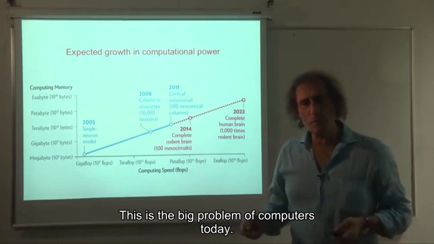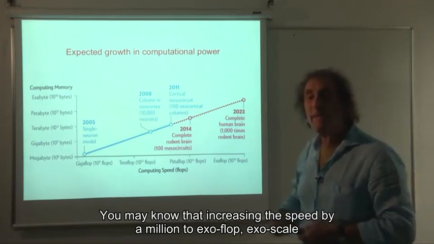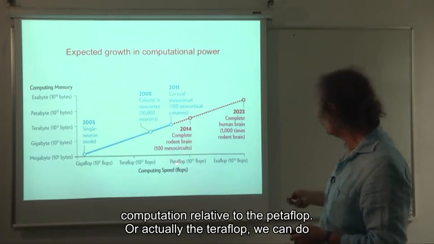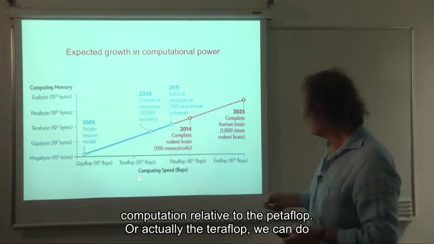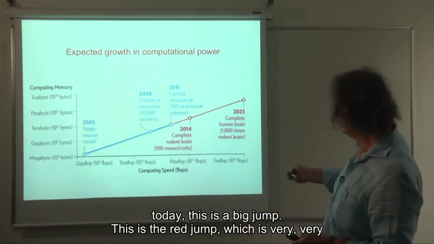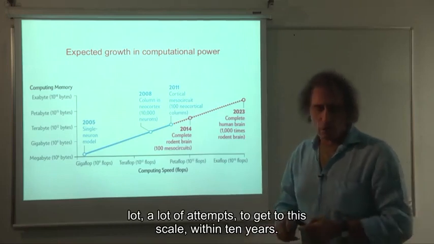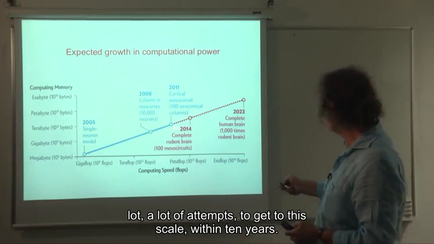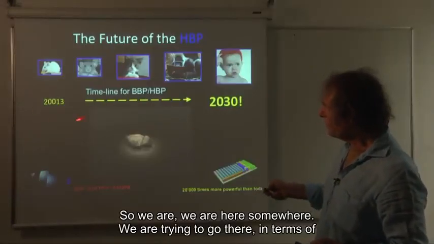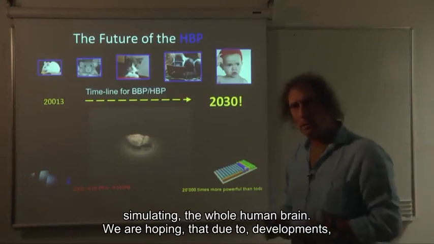So what happens here? This is the big problem of computers today. You may know that increasing the speed by 1 million to exaflop, exascale computation relative to the petaflop or actually the teraflop we can do today, this is a big jump. This is the red jump, which is very, very difficult. And there are a lot of companies and a lot of attempts to get to this scale within 10 years.